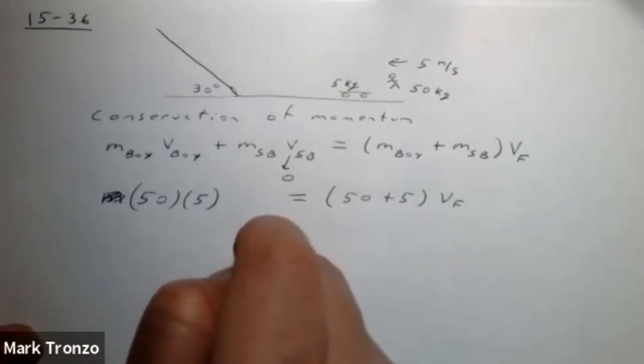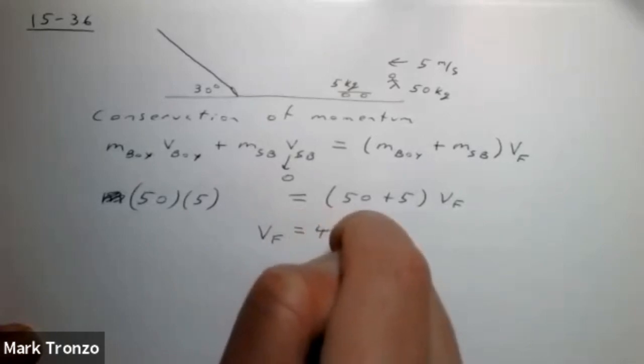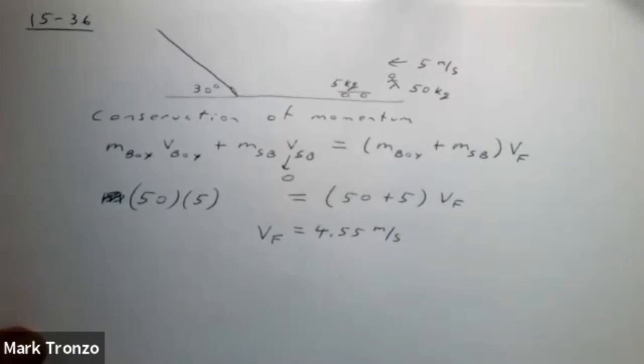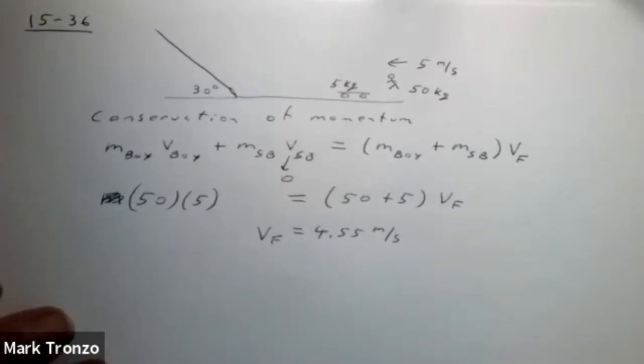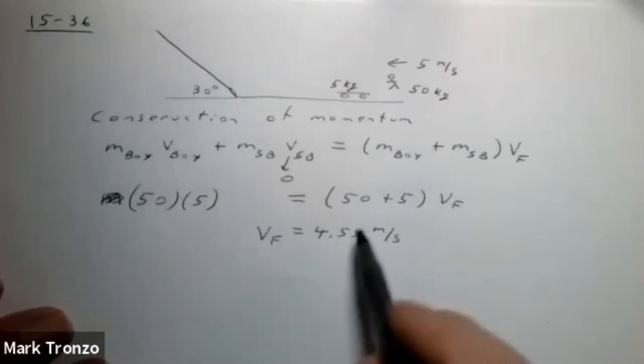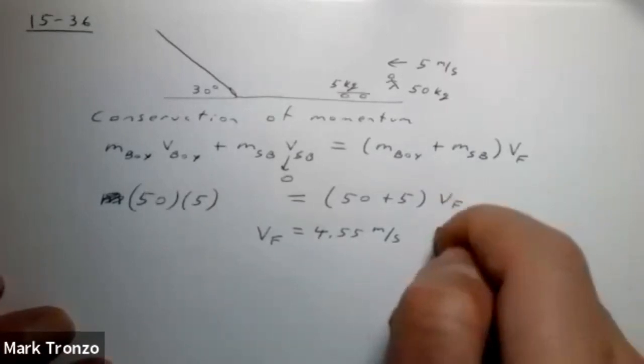And if you solve for the velocity, 4.55 meters per second. And since it's smooth, he's going to maintain that speed until he gets up the incline. So you can think of this as his velocity at the bottom of the incline.